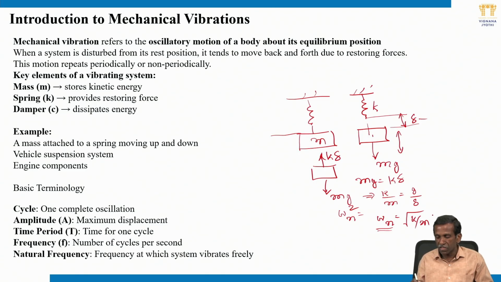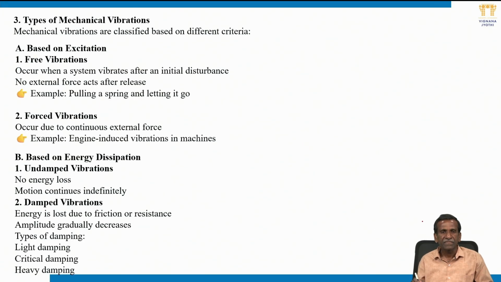Okay, this can also be written as the square root of g by delta. If you know delta, the static deflection, you can use that to find the natural frequency: the square root of g by delta is the natural frequency. How we can write it like this, we will come to know soon.